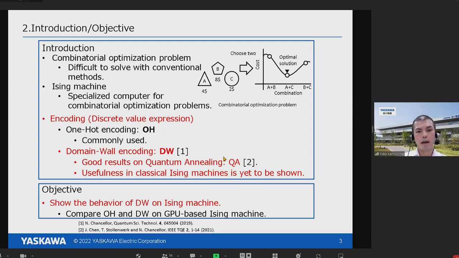Domain wall encoding has good results in quantum annealing, and its usefulness in classical Ising machines is yet to be shown. The objective of this study is to show the behavior of domain wall encoding in Ising machines. To achieve this, we compared one-hot encoding and domain wall encoding on a GPU-based Ising machine.